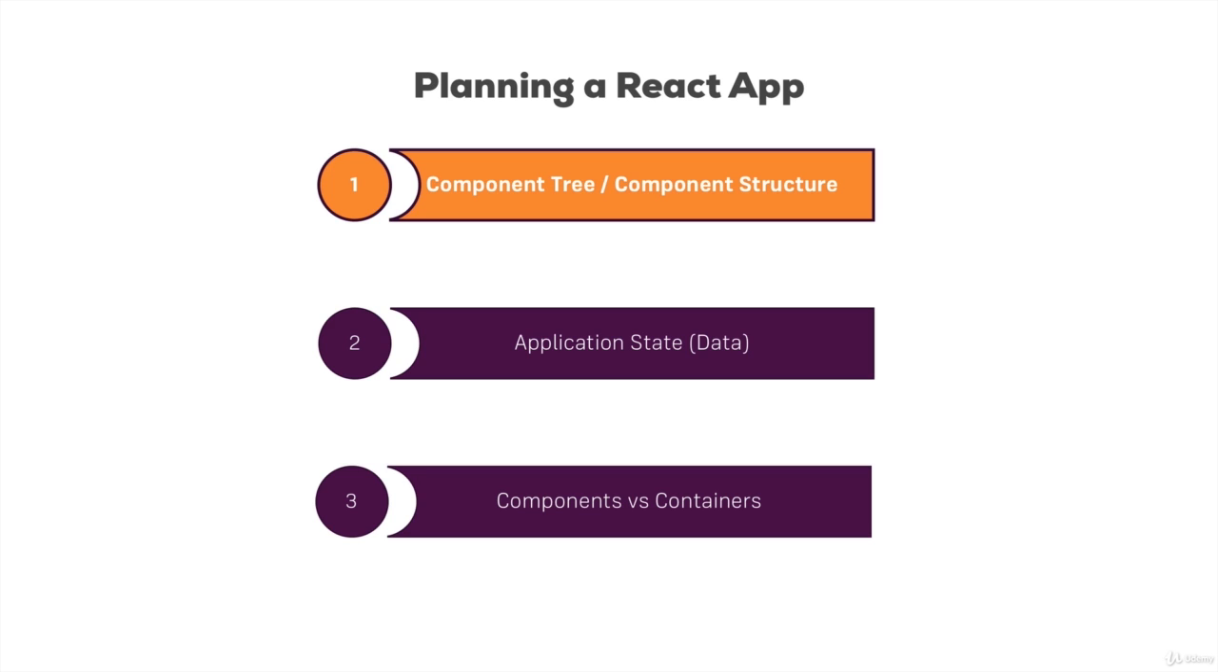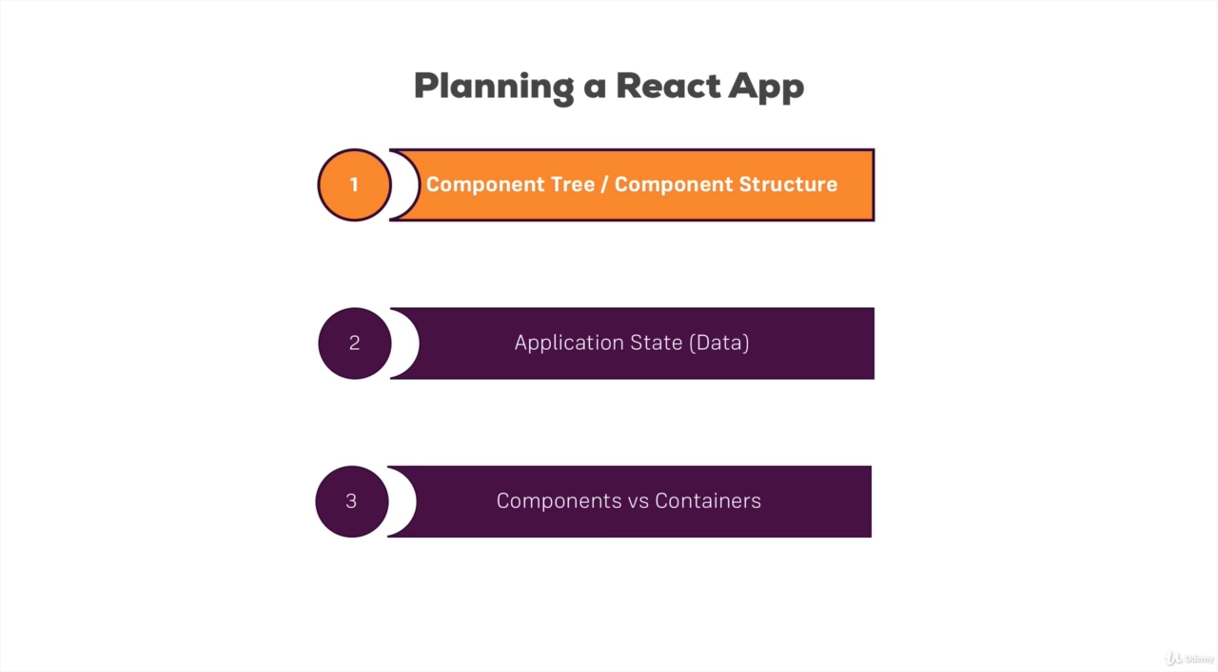The first step is planning the component tree, the component structure. You probably got a design by your designer, or you basically created an app design on your own. And now it's up to you to split this up into React components. And it's absolutely normal that the result you may have at the end might look different than your initially planned component tree.